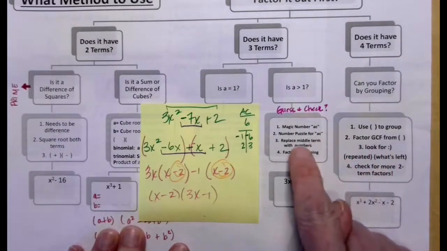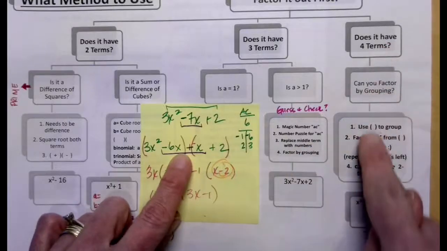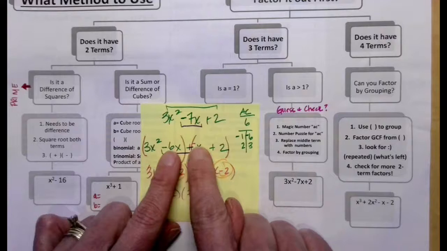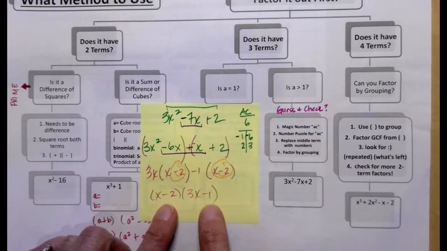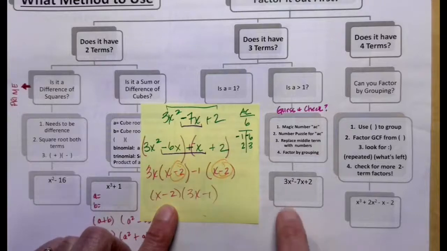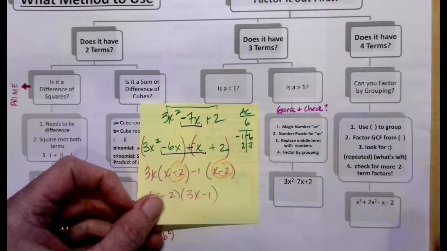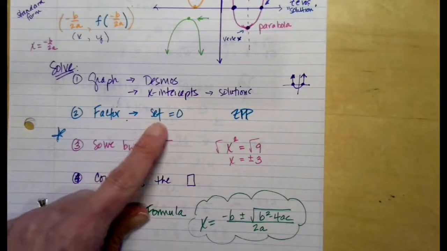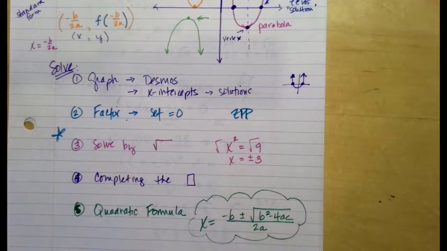Because if we can replace this middle term with 2 terms, then we can treat it like a factoring by grouping. We can group, look for common factors that can come out, and then that can break down into our 2 linear binomial factors. All right, after we factor, we set each factor equal to 0, and then solve for x.